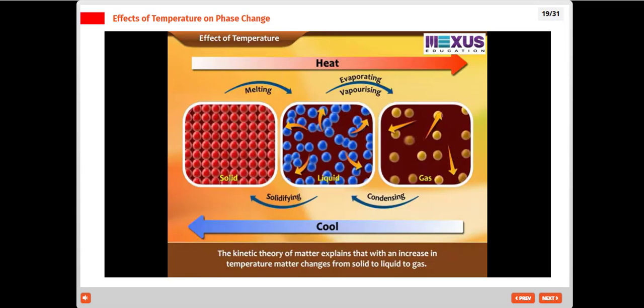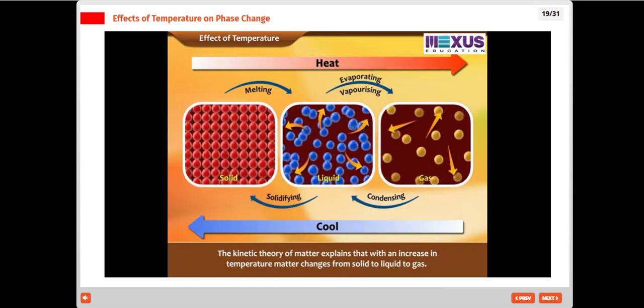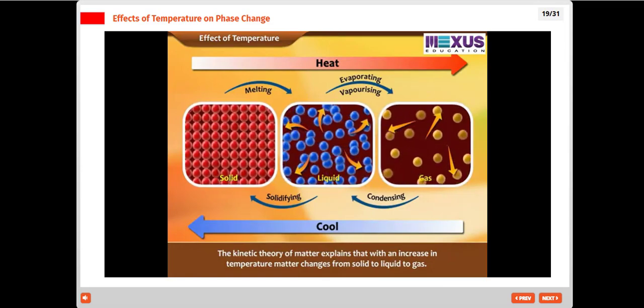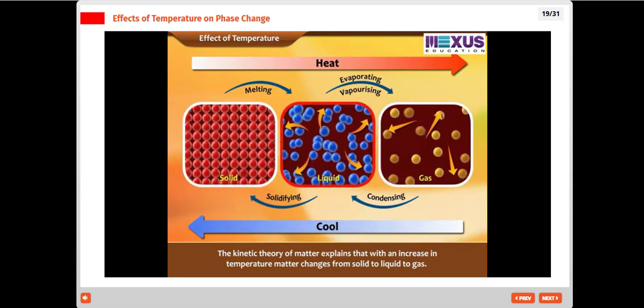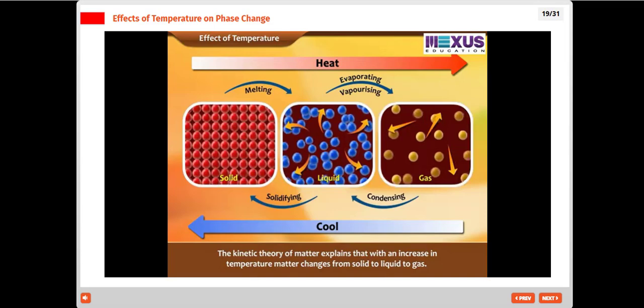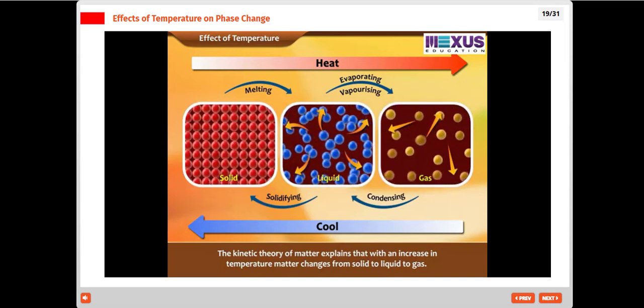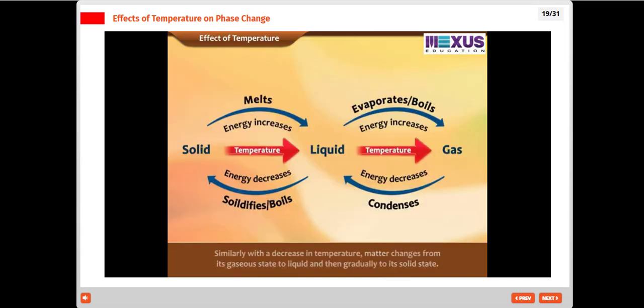Thus, the kinetic theory of matter explains that with an increase in temperature, matter changes from solid to liquid to gas. Similarly, with a decrease in temperature, matter changes from its gaseous state to liquid and then gradually to its solid state.